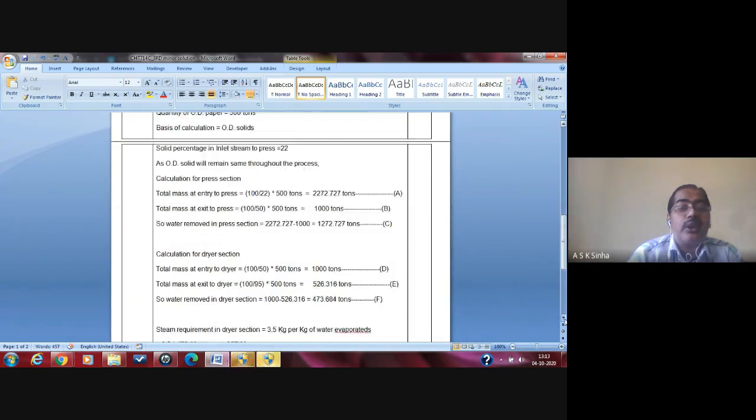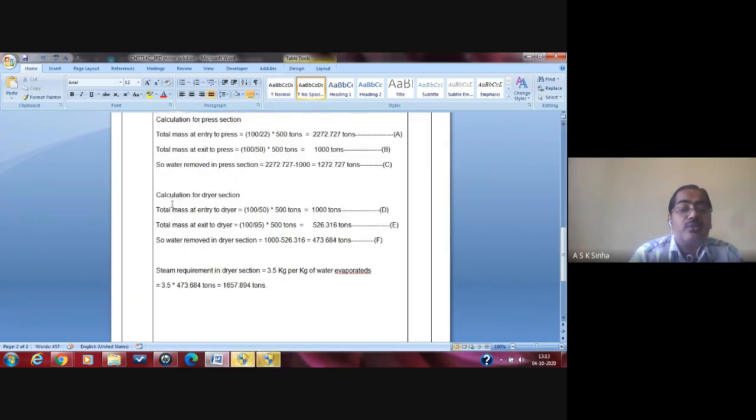Now come to the dryer section. Calculation for the dryer section: the total mass at the entry point to the dryer. Again, we'll take a similar format here, 100 by 50, because 50 is the moisture percentage or dryness at the entry point to the dryer. So 50 will be the solid, then total mass is 100. So 100 by 50 multiplied by 500 will give 1000 tons.